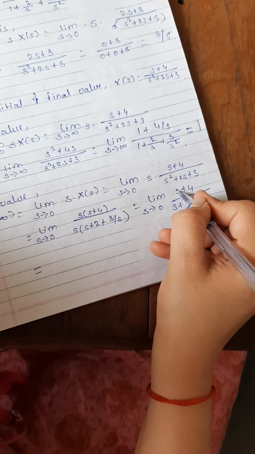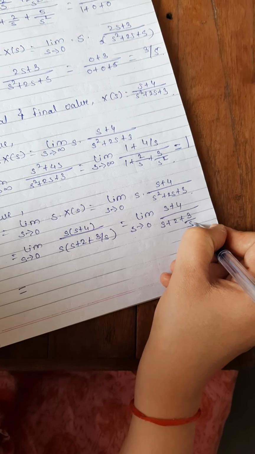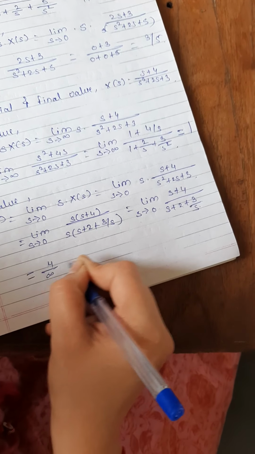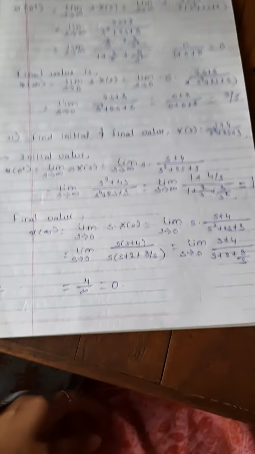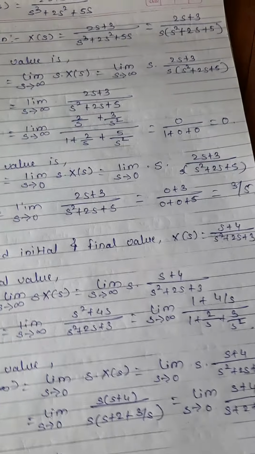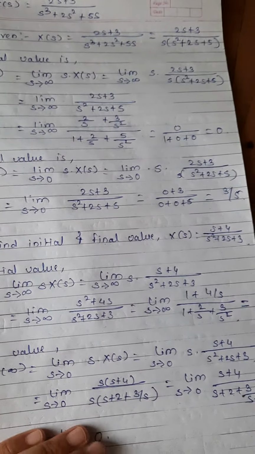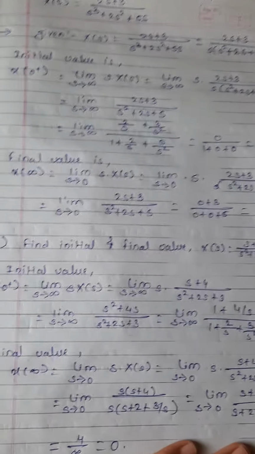So it is 0, 0 and this is infinity. So 4 by (2 plus infinity), that is 4 by infinity. So this value is 0. So final value is 0. Initial value is 1. The problem was asked for 6 marks in the exam.